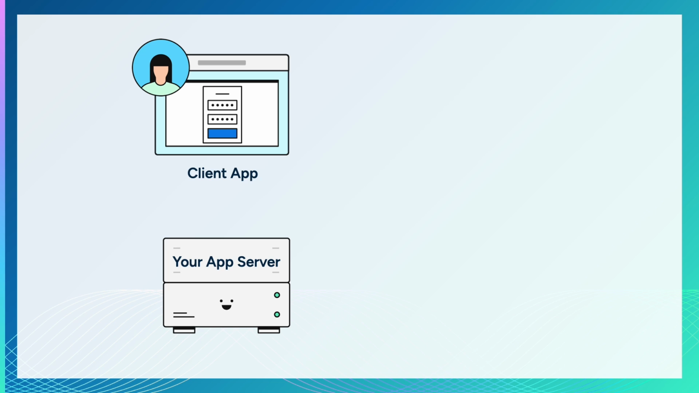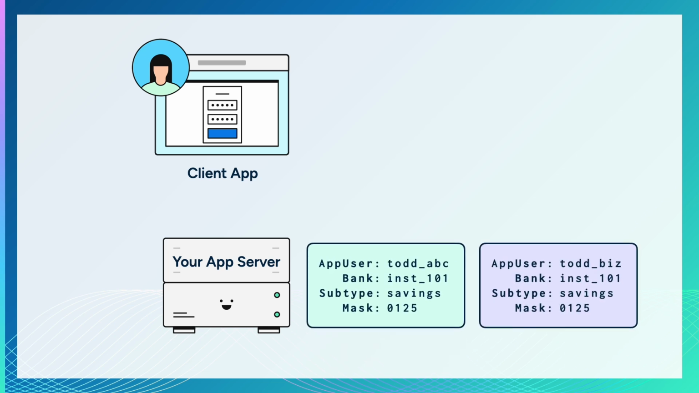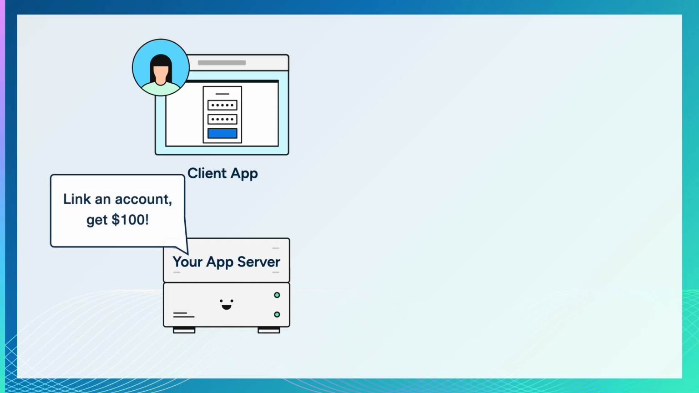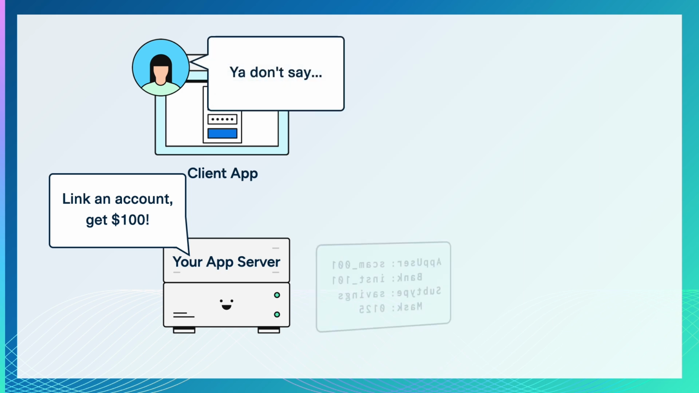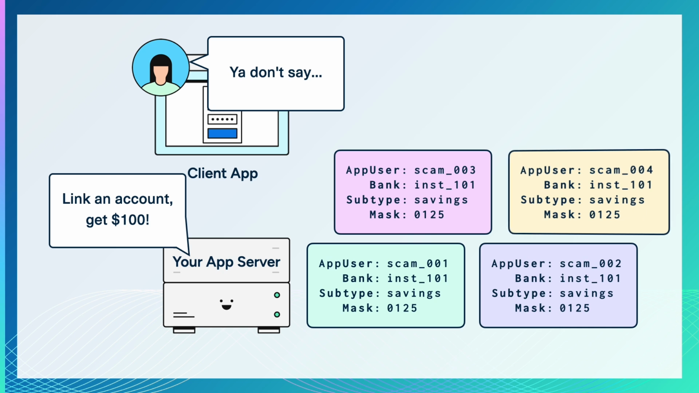Now, this could be a very legitimate use case. Like I might have multiple accounts in your app, maybe a personal one and a business one, and they happen to use the same set of credentials to connect to the same account. Or it could be fraudulent. Maybe you have a user who keeps creating new App User IDs to take advantage of some new account promotion you have, or to get away with doing something shady before their App User ID gets banned.